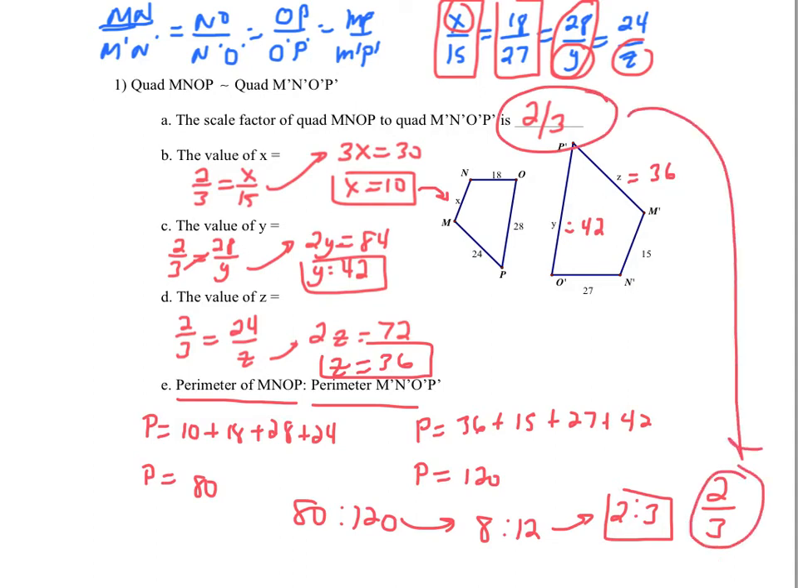It's not just a coincidence. This is always going to happen. Whatever the ratio is of a pair of sides in similar figures, the ratio of the perimeters of the figures will always reduce to that same fraction.